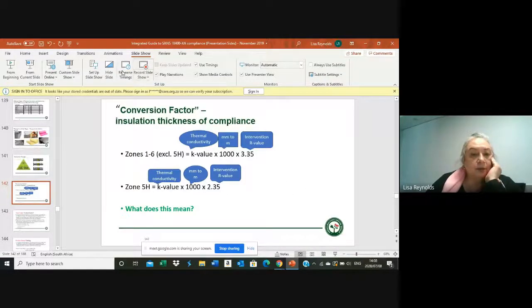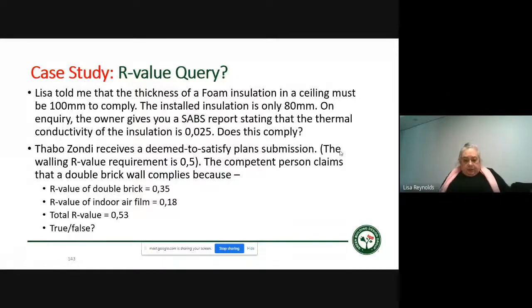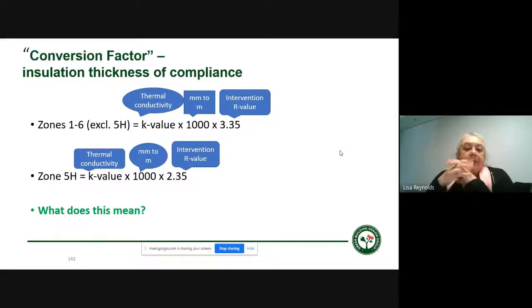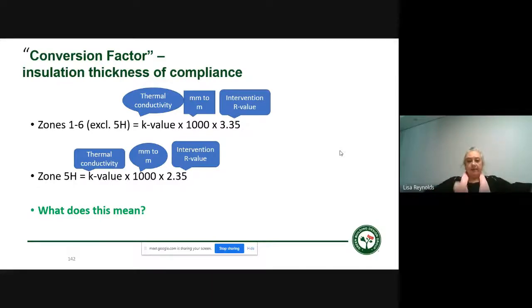Let's just go to slideshow. Okay, there we are. Let's go back one. As I said to you, if you know what R value you need, you can work out what thickness you need. Because if you look at that triangle, R value is thickness in meters divided by thermal conductivity. Therefore, thickness is the thermal conductivity, the K value, times 1,000 to convert meters to millimeters, times the intervention R value that you need, the R value that you're missing after adding all the components in your system, whether it be a ceiling or roofing component or a walling component. So if you know what you want and what you've got, whatever's left over is the intervention R value that you need.